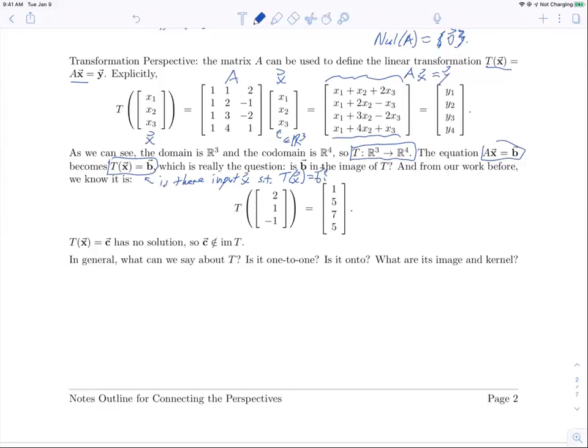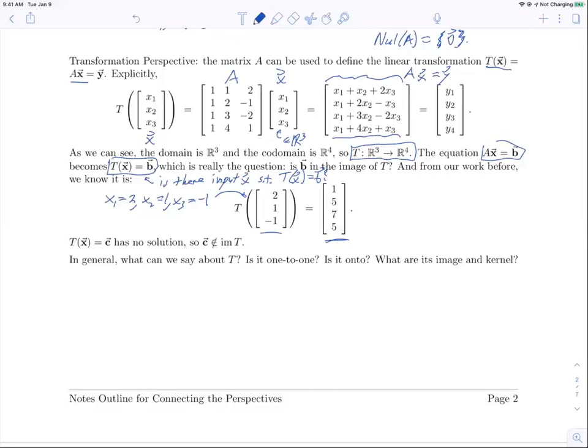But it's the same thing. It's the same thing we saw before. We've already solved this in both the row and the column perspective. It really comes down to reducing to the reduced echelon form. And we saw x1 equals 2, x2 equals 1, and x3 is -1. And so those numbers go into here. And so yeah, if we plug in the vector 2, 1, -1 into the transformation, it outputs 1, 5, 7, 5, which is our vector b.